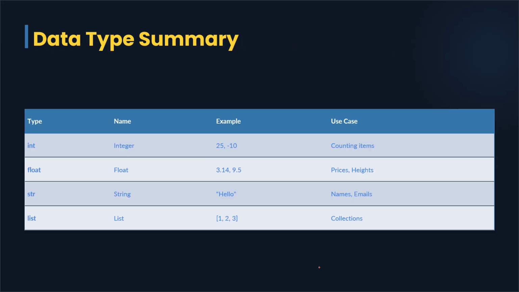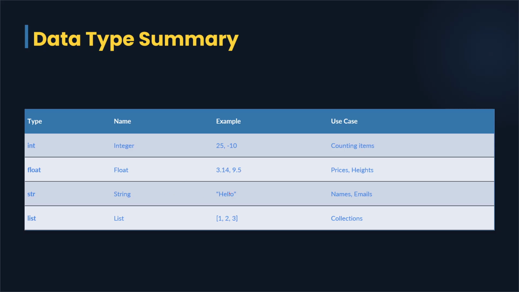Coming to this data type summary, see here in this table we have integer value, float value, string value and list value. The type int means integer, float means float, str means string, list means list. And coming to their values, what will be the values of integer? 25, minus 10. We have discussed it earlier, right? Whole numbers come under integers. Coming to float, 3.14, 9.5, what does it mean? Float stores information containing decimal values.